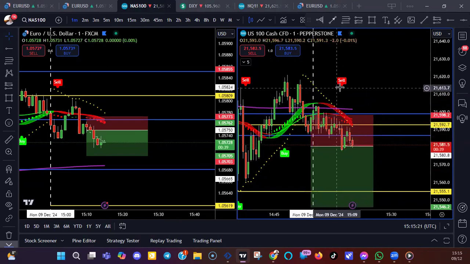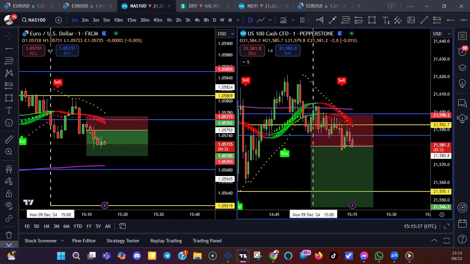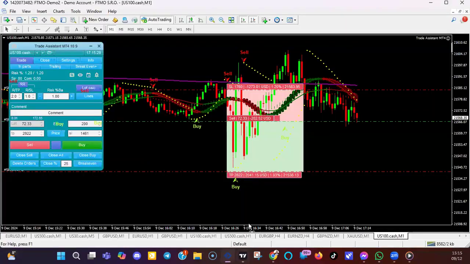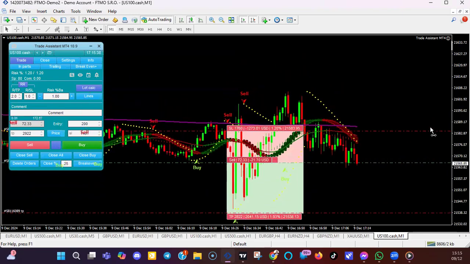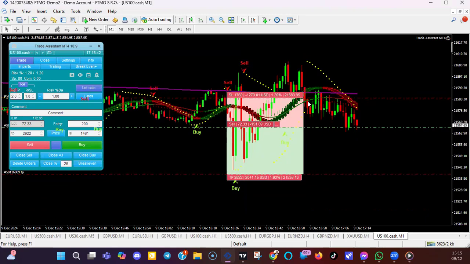Oddly enough, we got the sell at 11 minutes past 3 on TradingView, and yet on the other platform it's not there. Slightly different. But I was still acting off the sell because that is a sell there. Sell, buy, sell. So we're still acting off that sell there.